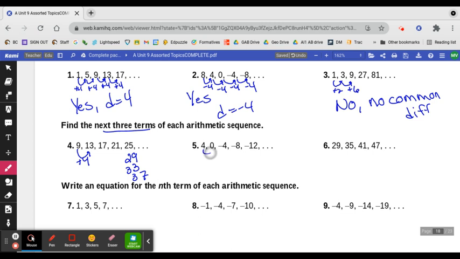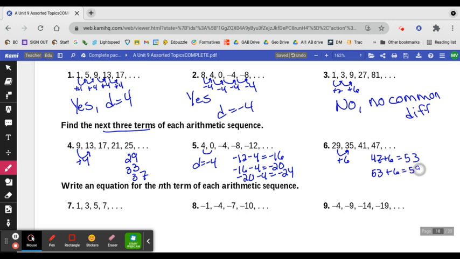Number 5, here I'm subtracting 4 each time, so d equals negative 4. Negative 12 minus 4 is negative 16. Negative 16 minus 4 is negative 20. Negative 20 minus 4 is negative 24. Number 6, each time here, I'm adding 6. So 47 plus 6 is 53, 53 plus 6 is 59, and 59 plus 6 is 65.